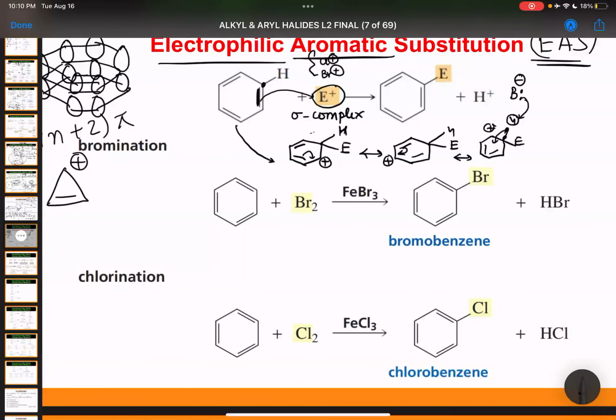So suppose you want to attach Br or Cl, you need to convert them into Br plus or Cl plus. And how will you make Br plus and Cl plus? You will take some reagent which contains Br, and the most common reagent is Br2, bromine, and you take some Lewis acid. What is a Lewis acid?